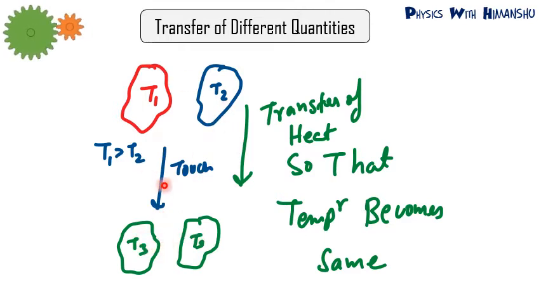So in this process, look at this. There is transfer of heat. There is transfer of heat energy from this body to this body so that the temperature becomes the same. So what is actually happening? There is one quantity which is getting transferred and there is another quantity which is getting equalized. So you have to remember this concept. The quantity which is getting transferred is heat energy and the quantity which is getting equalized is temperature.